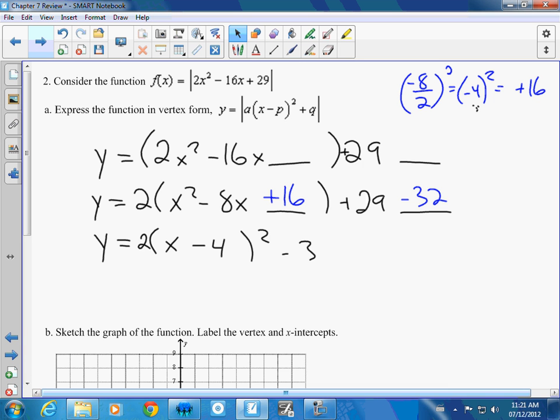What does the 2 do to this thing, the 2 out the front? Does it make it narrow or does it make it wide? It makes it narrow. Positive 2, so does it open up or does it open down? It opens up. Hey, what is the y-intercept? 29. Oh boy, that's a problem. It's way off the graph, isn't it? Okay. What else do we need to know?